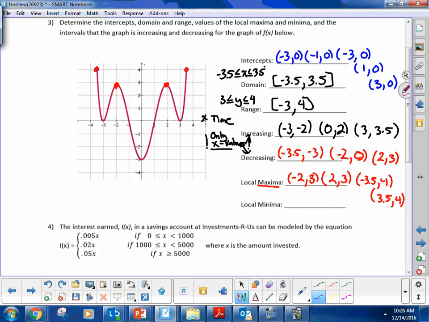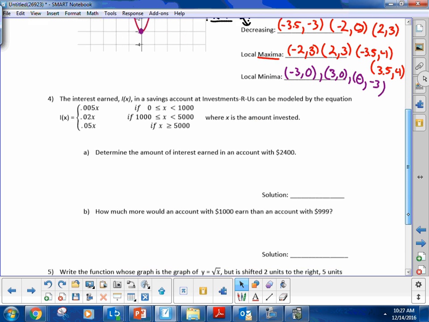Now let's go ahead and do the minimums. That's a minimum. These are normally called local, and that's called global, but I think in this case they're going to have you list them all. So negative 3, 0; 3, 0; and lastly, 0, negative 3. So there's my three. Lovely. So this completes this portion of it. Let's go ahead and move on to question four.